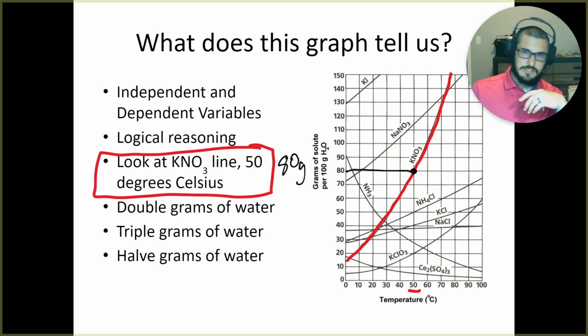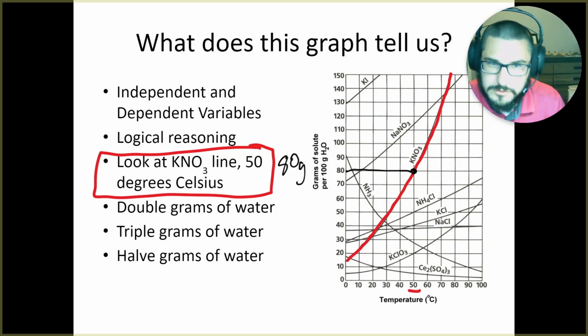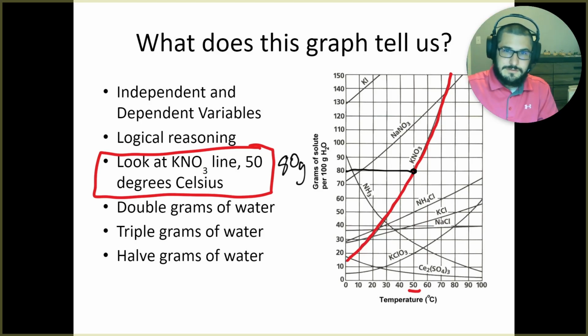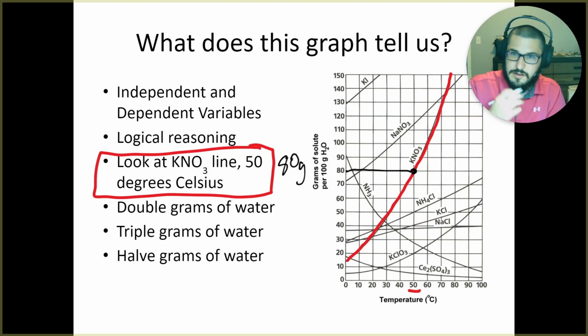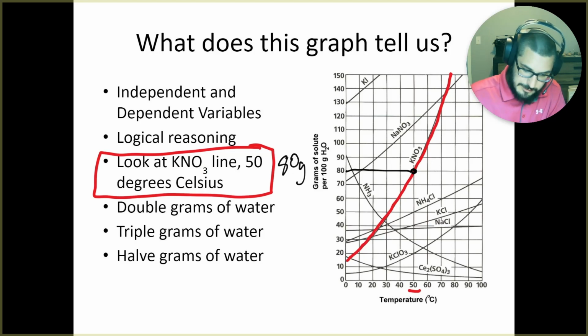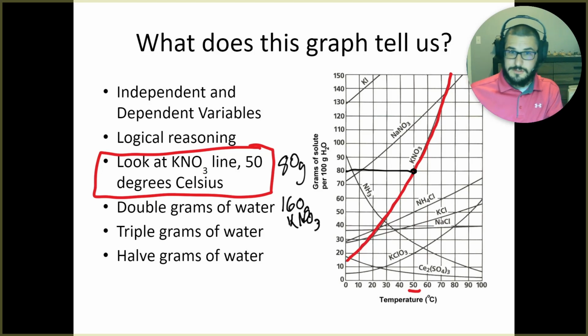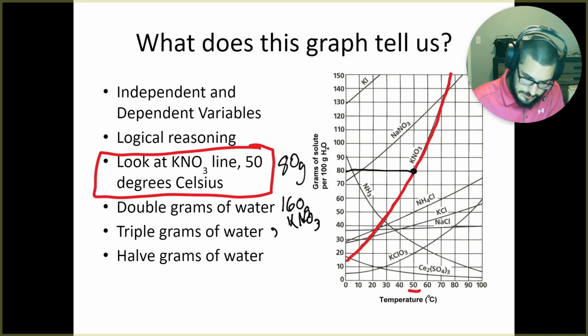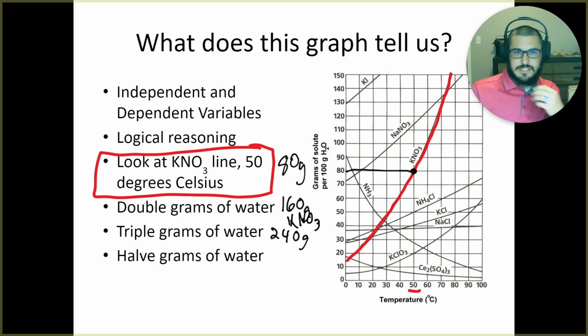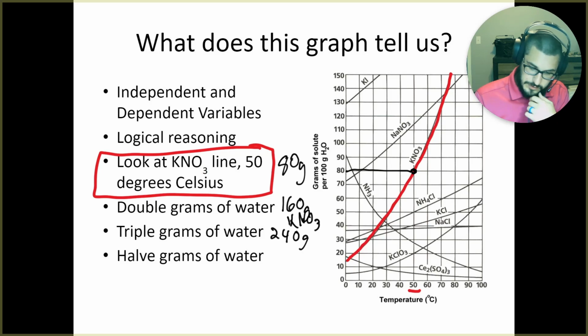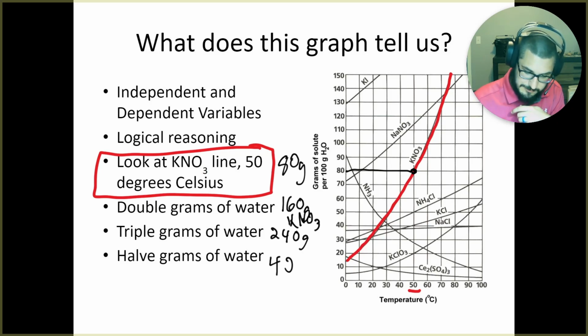Okay. So if you're thinking, like, what if I have twice as much water though, right? Well, pretty logically, you can have twice as much of the KNO3. So if I double the grams, if I've got 200 grams of water, then I double how much salt I could have. So instead I could have 160 grams of KNO3. If I tripled the grams of water, then I'd triple how many grams of KNO3 I could have. So that would be 240 grams. If I halved the grams, if instead of 100 grams I had 50 grams, then I'd be able to have 40 grams of KNO3.